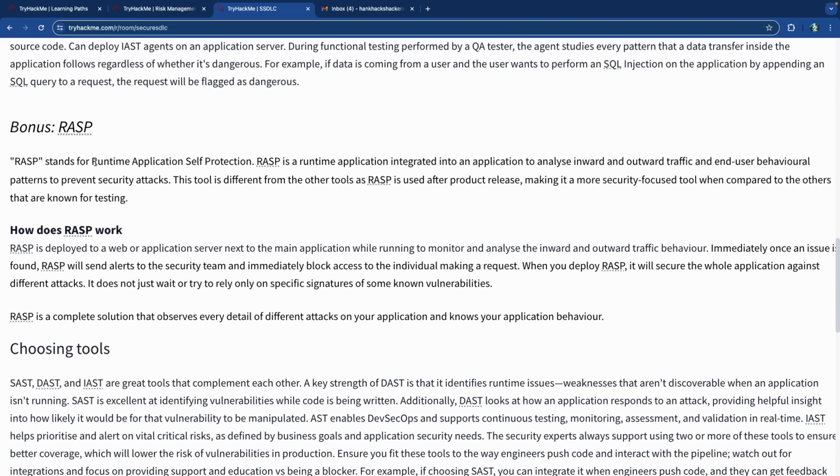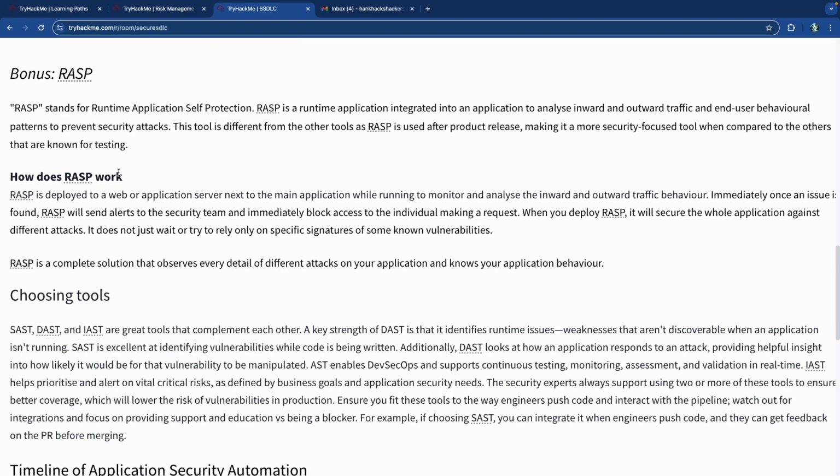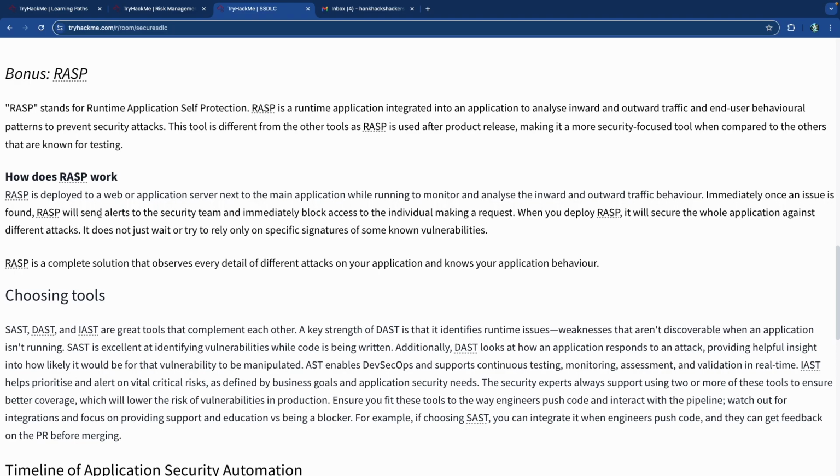So RASP stands for Runtime Application Self-Protection, and it's integrated into the application to analyze inward and outward traffic and end-user behavior to prevent security attacks. And it's different from everything else because it's more security focused when compared to the other tools that are known for testing. So it's actually looking at security issues. And it's deployed to a web application next to the main application while running to monitor and analyze the inward and outward traffic immediately. If an issue is found, the alert is sent to the security team and immediately blocks access to whoever is making that request, essentially acting kind of like an intrusion protection system almost.